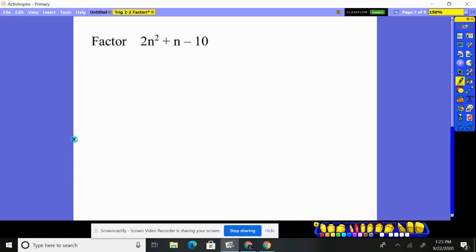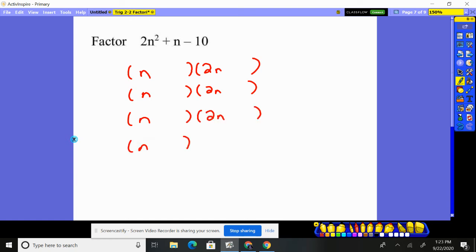Two n squared. The only way to create that is an n and a 2n. Okay, there's no other possibilities. So we'll have a few of these. How many? Who knows? I'm going to say there's 4. You could list out more or less and then see what happens.